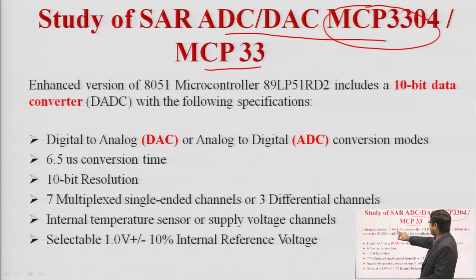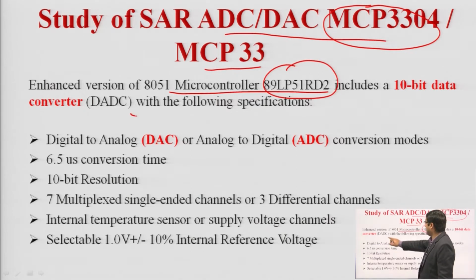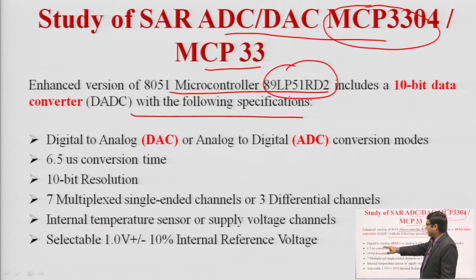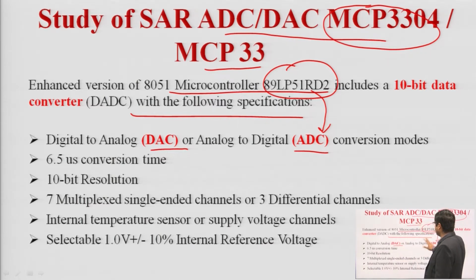So, basically it is an enhanced version of the 8051 microcontroller. The 89LPC51RD2 is an advanced version of the 8051 microcontroller. It works in two modes, either DAC or ADC. This microcontroller works in both modes. It is compatible with both modes, that is DAC and ADC, digital to analog and analog to digital converter. We can use either of the two modes. It has a 6.5 microsecond conversion time.